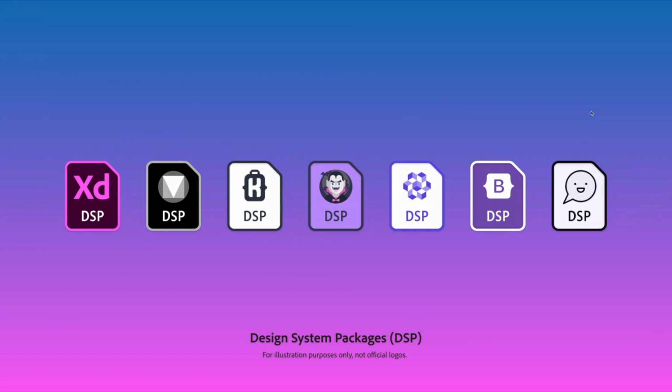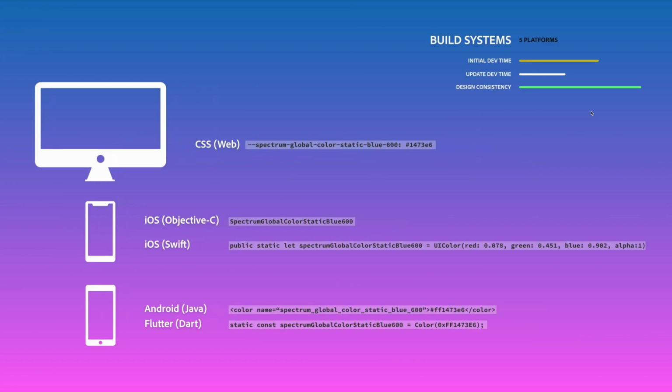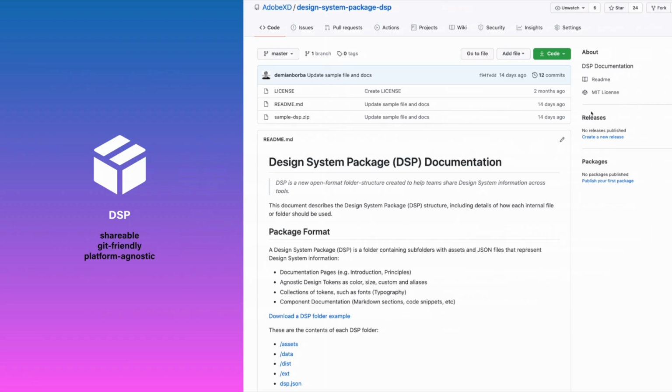So big companies like Google or IBM can share these DSPs with developers to work seamlessly in code and pull any tokens the way they want to use them. It's similar to how PDF was built to be a standard for people to share pages and content. DSP is a new open format folder structure created to help teams share design system information across tools. From designers to developers, tools that are compatible with this format can exchange design data and stay in sync.